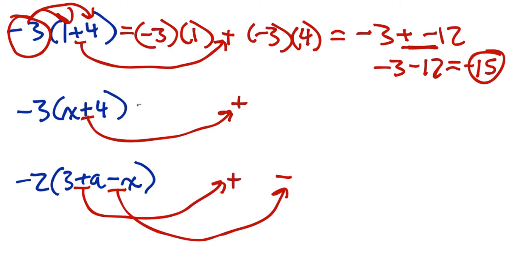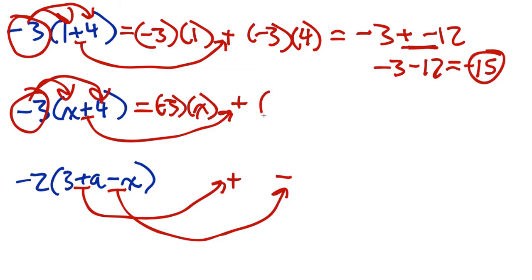Next one, we're going to distribute -3 now to a variable and a constant. So this is cool. It's going to be -3 times x. I know I need a penmanship class. Then -3 times 4. And then we multiply this out. -3 times x is just -3x. And then -3 times 4 is -12. So it's like plus -12.